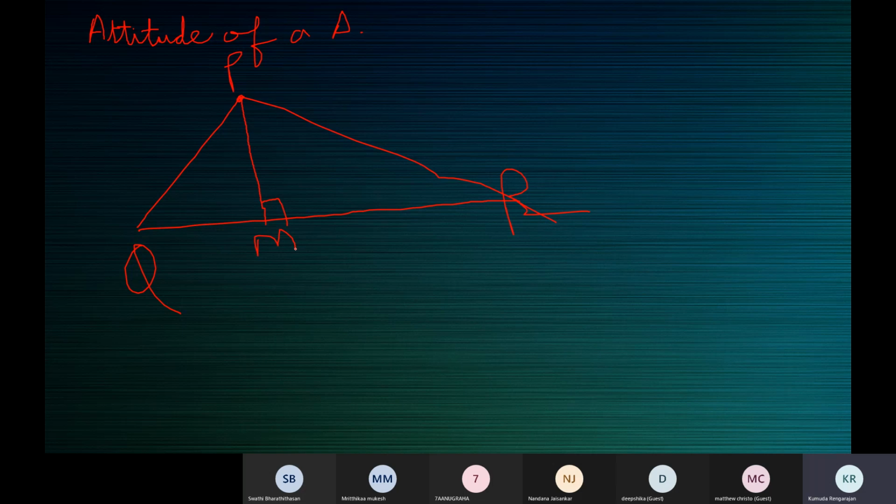You can see the line segment PM starting from the vertex P, falling on the opposite side QR. The side opposite to vertex P is QR. It falls on the opposite side QR and it's perpendicular to QR. So PM is the altitude on QR.